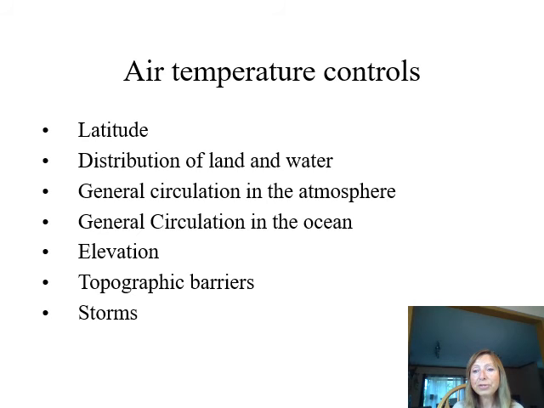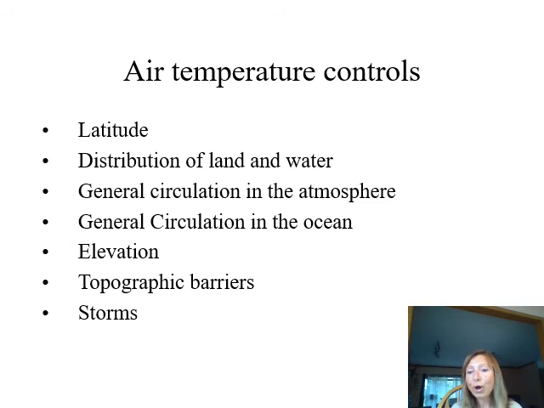The general circulation in the atmosphere is that pattern of pressure that is created by the pattern of temperature, leading to the movement of air, creating different gradients and moving weather systems all around our planet. It has a very significant impact on the distribution of the temperature.